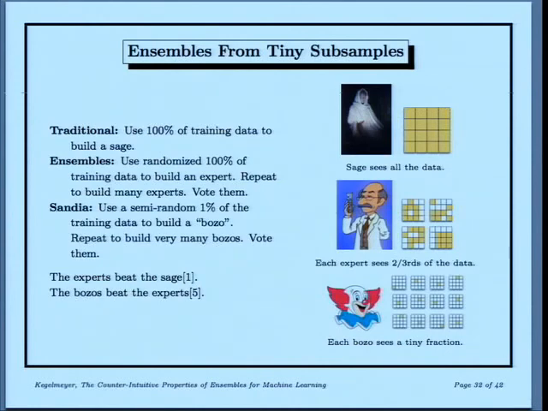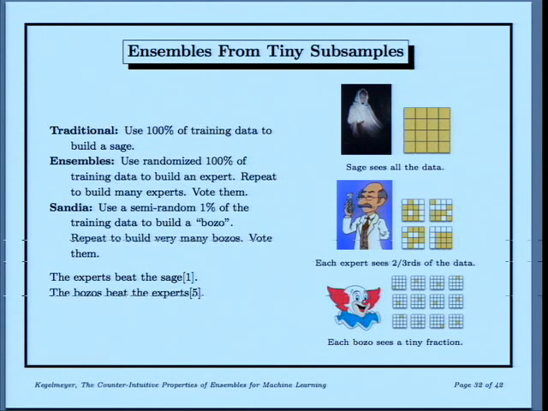And this gets back to the question somebody asked earlier about whether or not the bags have to be the same size as the original data. This is another aspect to that answer. What you do with the bozos is you say, okay, I can't show all of my data to each bozo. So I show a tiny, tiny, tiny fraction of the data to each bozo. Each individual bozo, as a result, is much less accurate than the expert, which is in turn much less accurate than the sage. But the horde of bozos is provably no worse than the crowd of experts, which is provably no worse than the sage.